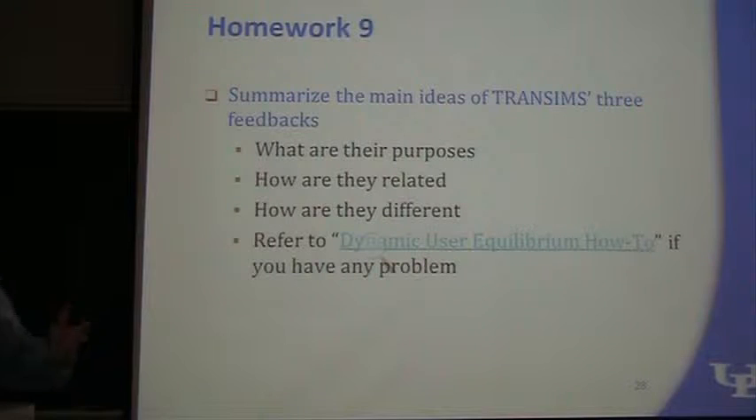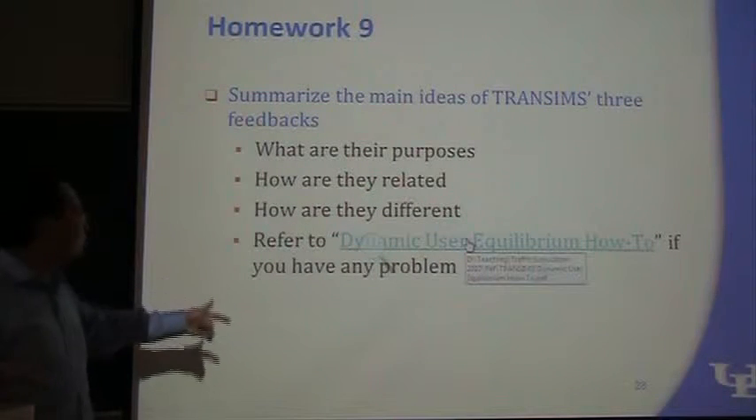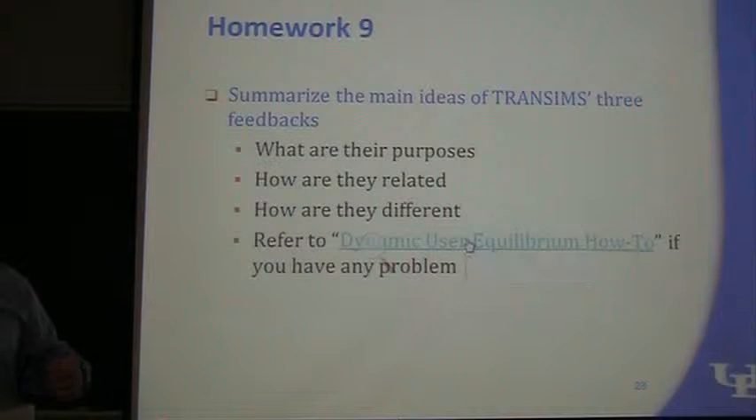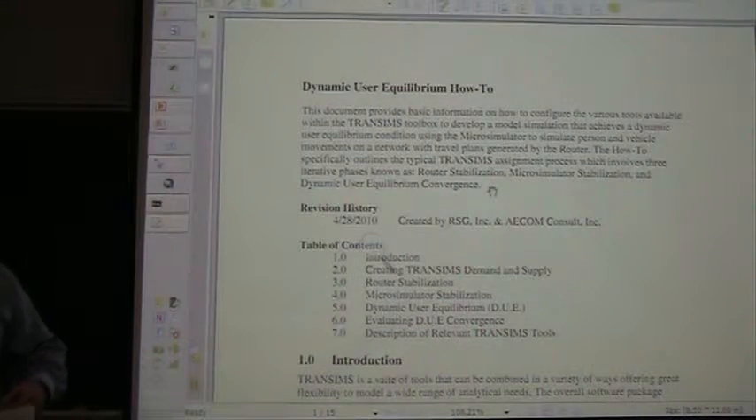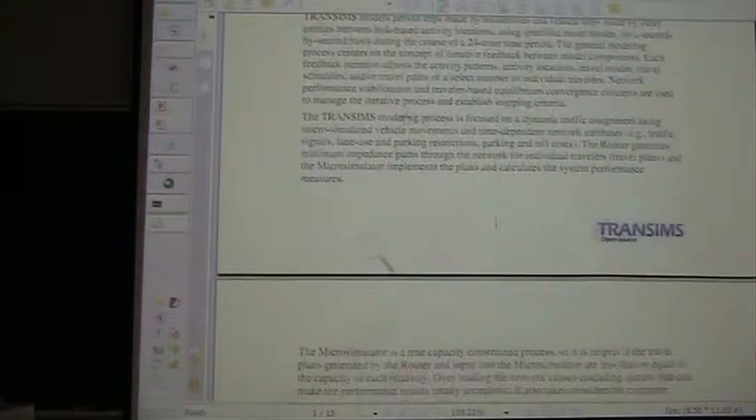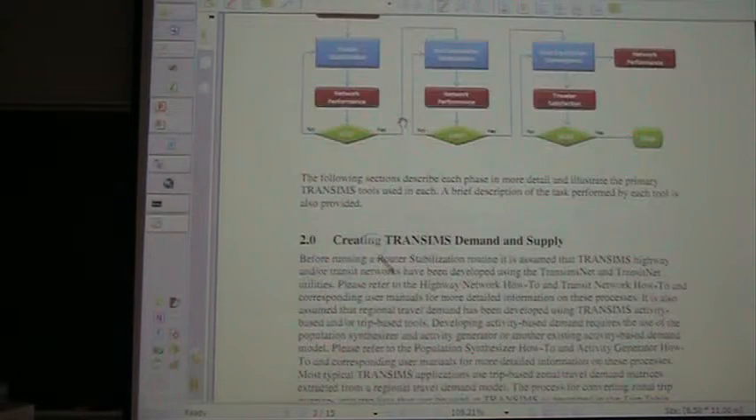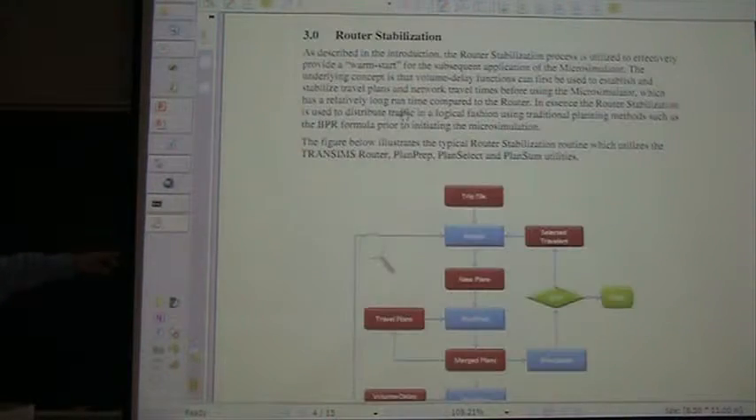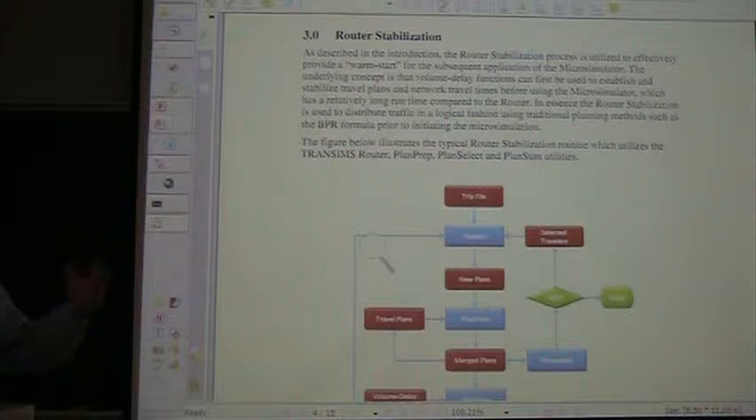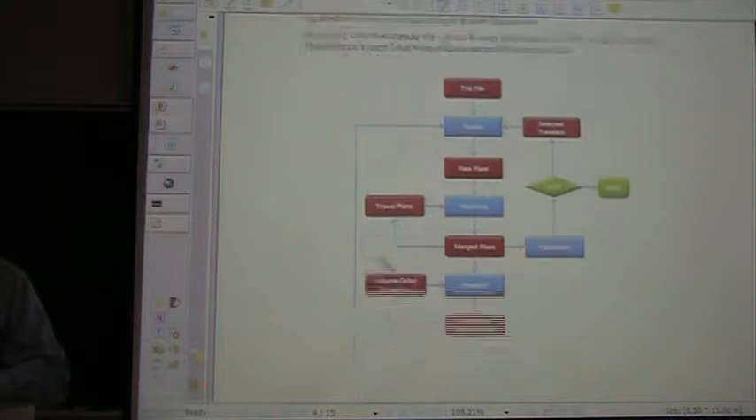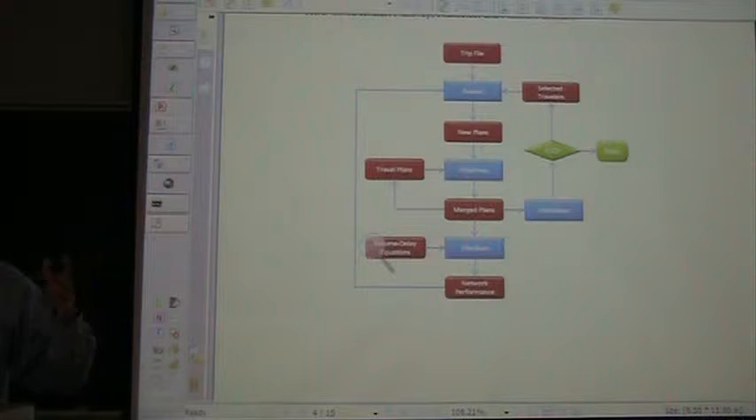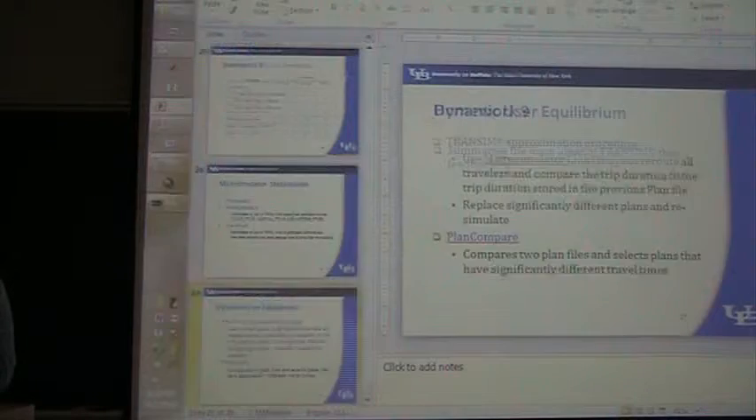And if you have any questions, you can read this PDF, this dynamic user equilibrium how-to, which I downloaded from their website. This is a 15-page document, and it has some figures, and it will help you understand the DUE that I introduced today. So if you have some questions, you can refer to this PDF. I will upload it.